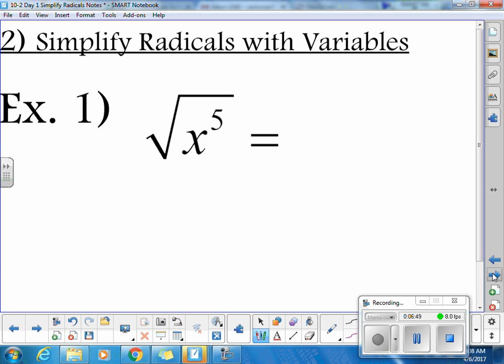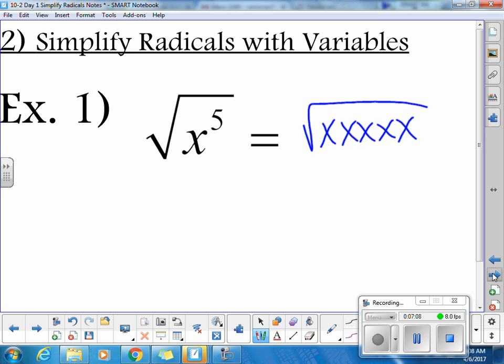All right, so simplifying radicals with variables, in this case we have more than just x squared, but we have the square root of x times x times x times x times x. That's what x to the 5th is, remember? And again, the rule is if we have 2 under the radical, 1 can come out.